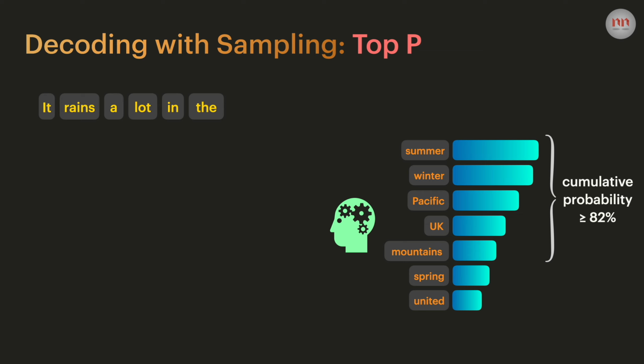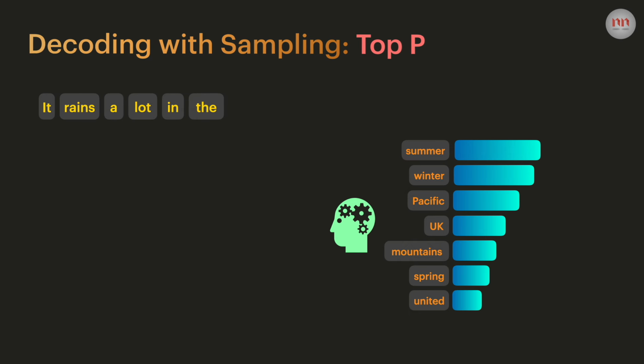A small detail I should mention here is that in both top K and top P, after removing the tail tokens, we need to redistribute the probability mass among the remaining tokens. This can be done by simply applying the softmax function to the raw logit scores of the top tokens only.